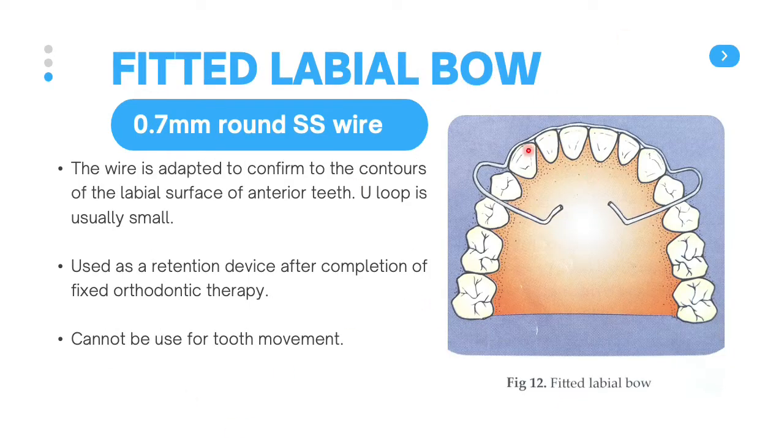This is fitted labial bow. It is made up from 0.7 mm round stainless steel wire. The wire is adapted to conform to the contours of the labial surface of the anterior teeth, and the U-loop is usually small. It's used as a retention device after completion of fixed orthodontic therapy, and it cannot be used for tooth movement. For the fitted labial bow, usually we add the Adams clasp as the retentive component, and this appliance with the fitted labial bow will be used as a retainer.